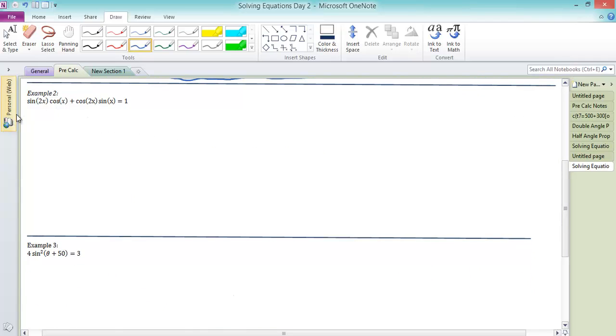For number 2, we have the sine of 2x cosine x plus cosine of 2x sine of x is equal to 1. Now I'm going to pause the video and I want you guys to go and grab your formula charts. I want you to look for something that looks like this, except you're probably going to have A's and B's. When I come back, I'll have it written down. So I'll see you guys soon.